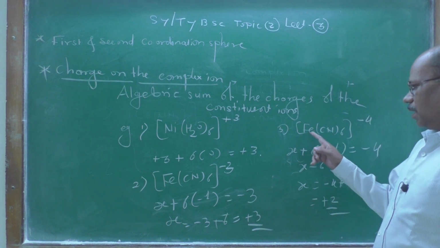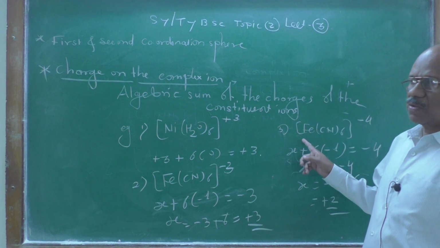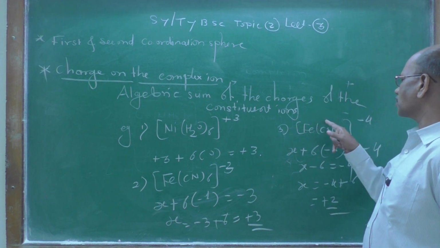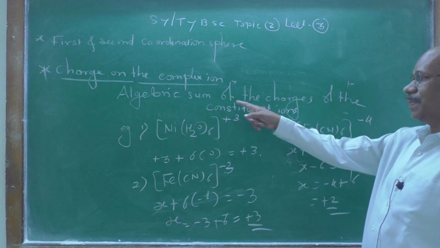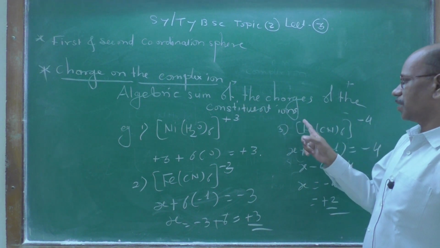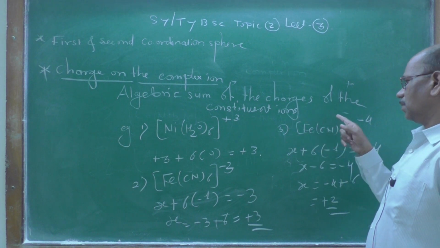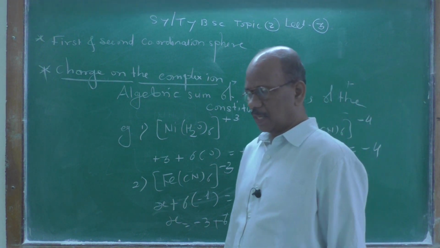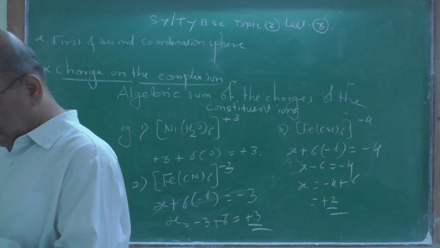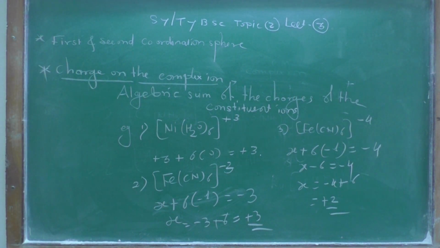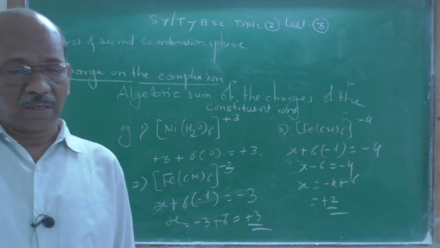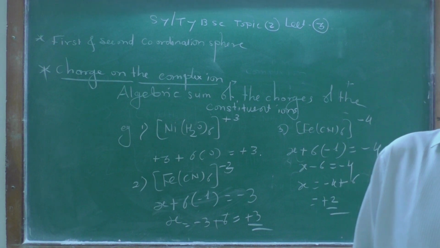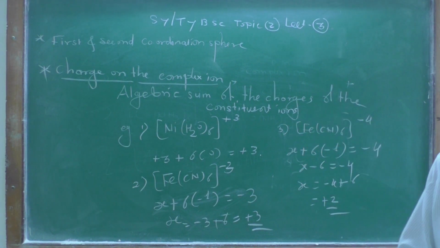Means in [Fe(CN)6]4-, the oxidation state of Fe is +2. So +2 minus 6 is equal to -4. The algebraic sum of the charges of the constituent ions, it is a +2, it is a -6, is equal to -4. So it is the charge of the complex ion. So by using this particular concept, we can find out the charge on any metal atom, so metal ion, present in the coordination compound.